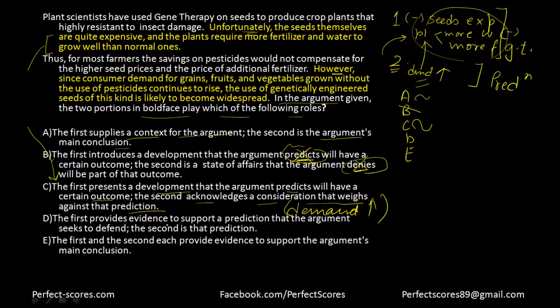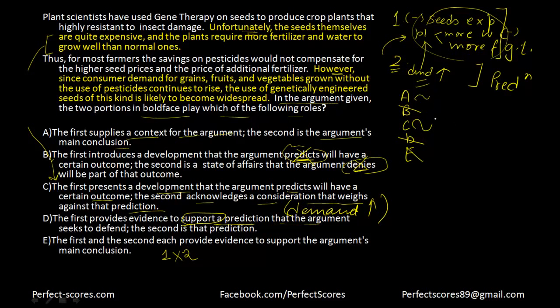D says the first provides evidence to support a prediction. Now remember, the prediction that we were making is opposite to the first phrase. That means the word support is incorrect. So we cross out D. E says the first and the second each provide evidence to support the argument's main conclusion. Now remember, the first and the second one are totally opposite of each other. First is saying that there is no use of planting such seeds. Second one is saying the demand is increasing, so the use will become widespread. So that means E is also incorrect.